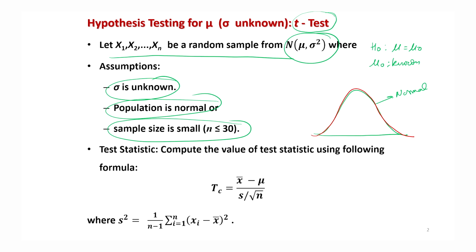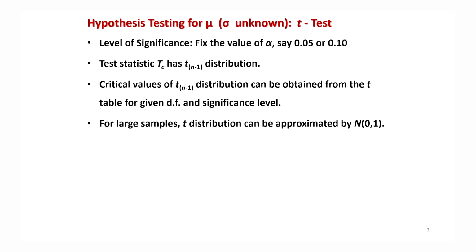Now in order to conduct the test of hypothesis for H naught: mu equals mu naught, we use the statistic x bar minus mu divided by s by root n, where s is the sample standard deviation, and s square is the sample variance computed from the sample data as 1 upon n minus 1, summation i goes from 1 to n, of xi minus x bar whole square. Now the way we are going to conduct the test is that in the first step we fix the level of significance at 5%, say 0.05, or at 1%, or 10%, whatever you want, you can take it.